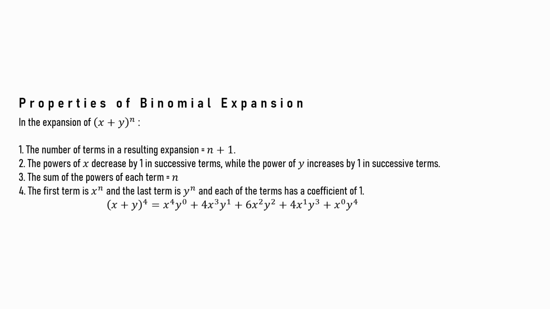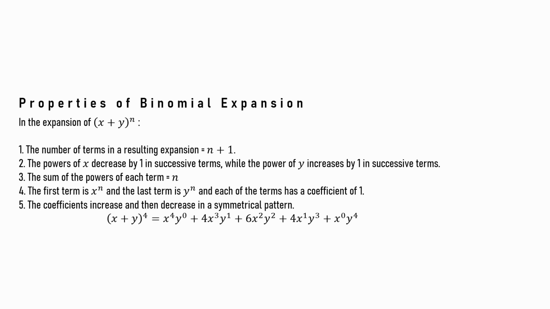Next ay yung the first term is x raised to n, and the last term is y raised to n, and each of the terms has a coefficient of 1. So yung first term natin, x raised to 4, coefficient niya is 1, or yung y raised to 0. Tapos yung last term, y raised to 4, coefficient niya is 1 din.